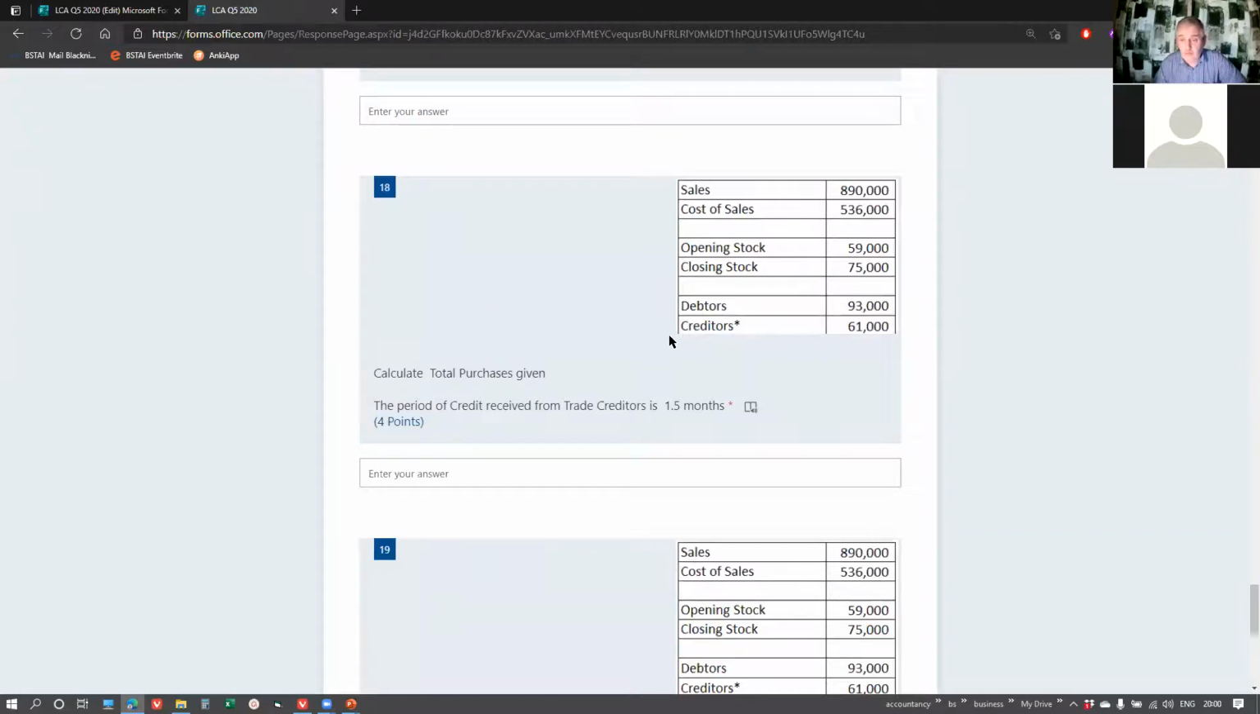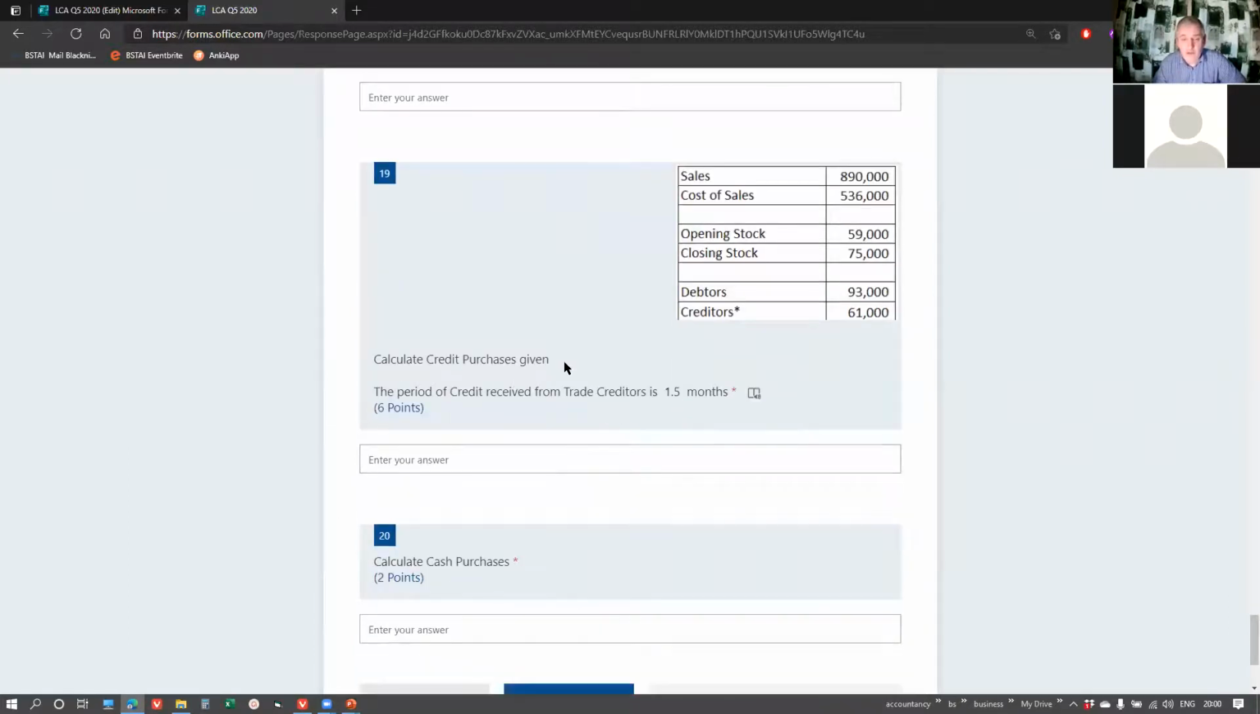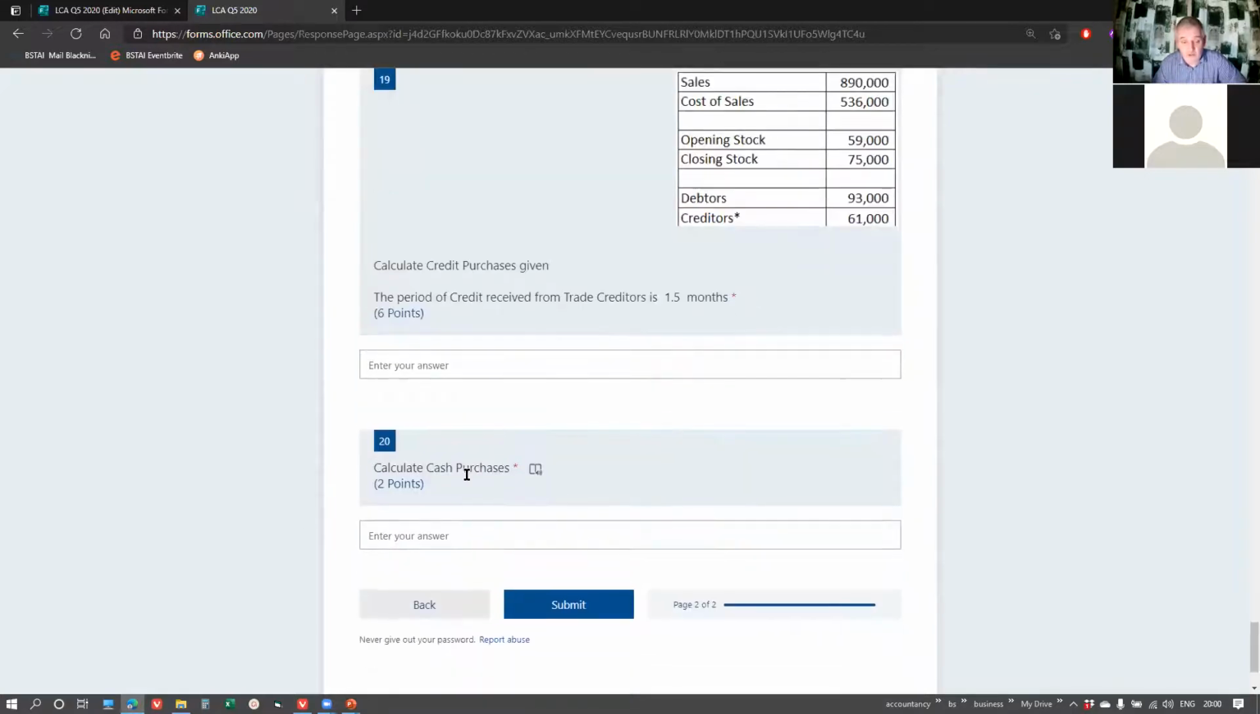Calculate total purchases. Cost of sales 536 plus closing 75 minus 59 is total purchases. Instantaneous. Credit purchases. Creditors 61 multiplied by 12 divided by 1.5 equals credit purchases, and we finish off and we've got a simple subtraction for the cash sale purchases.